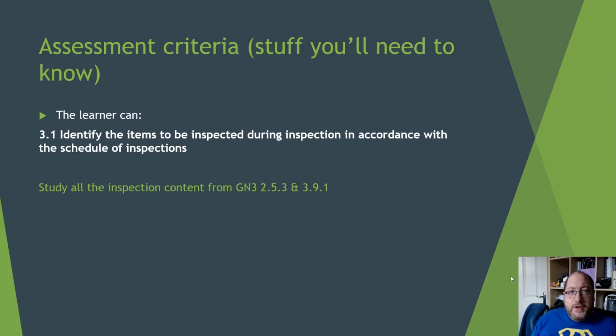All right. So the first part of outcome 3 is the learner can identify the items to be inspected during inspection in accordance with the schedule of inspections. Now, if you were to refer to Guidance Notes 3, you can see the initial verification inspection guidance in 2.5.3, and it's a blown up list, and it's very useful information. It's got your general inspection checklist. It then goes on to some specifics: lighting control, switchgear, socket outlets, fused connection units, cooker control units, and that's quite useful because quite often they may pick up in the assessment.